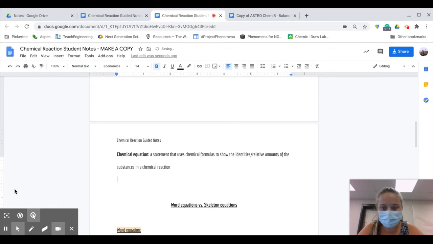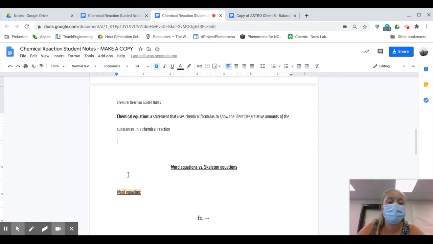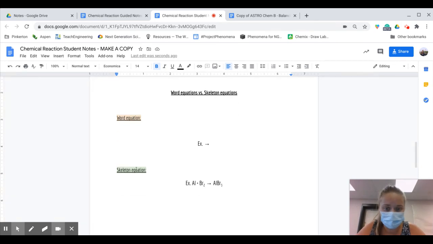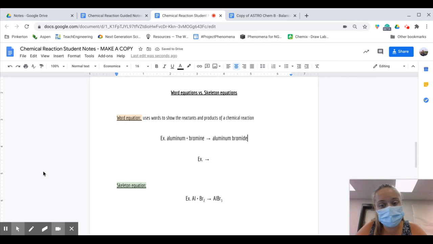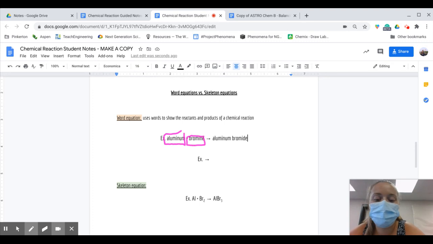And then our chemical equation. This is just a statement that uses our chemical formulas to show the identities of the substances in our chemical reaction. Okay, so there are two different types of equations that we have. We have word equations versus our skeleton equations. A word equation is an equation that uses words to show the reactants and the products of a chemical reaction. So looking here, we have aluminum and bromine reacting together to form aluminum bromide.